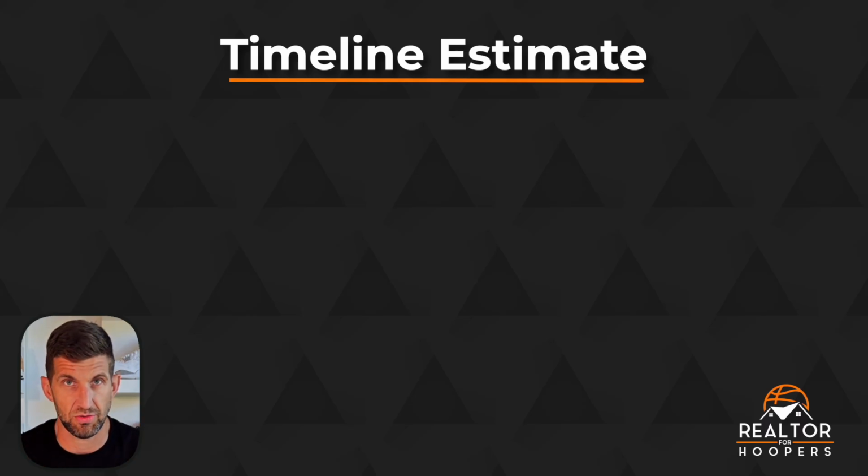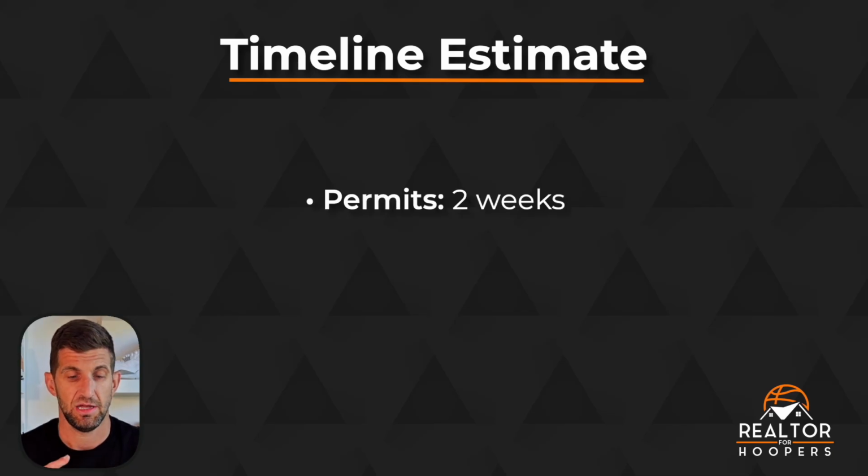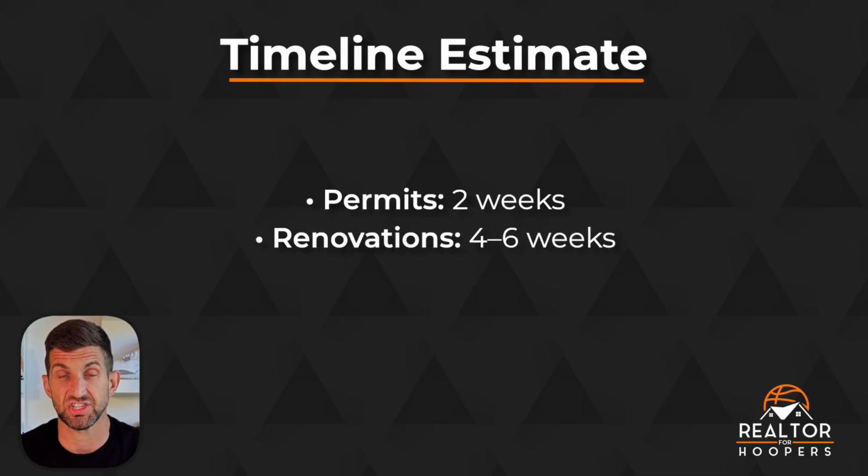I'm going to go into timeline now because that's going to be a catalyst to the rest of the numbers. When we're looking at this property, it's going to take us 2 weeks to get our permits, 4 to 6 weeks for the renovations to happen, and it's going to take 4 weeks to sell. So that's about a 4-month time frame.